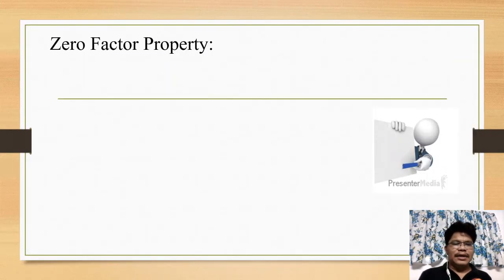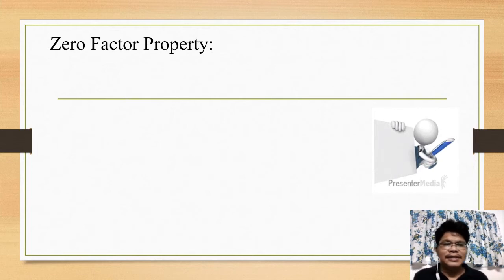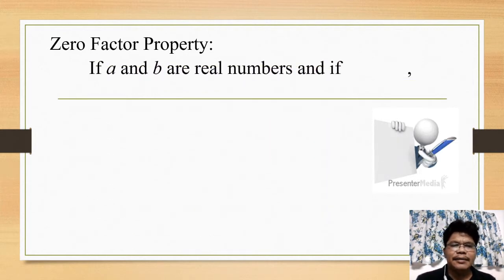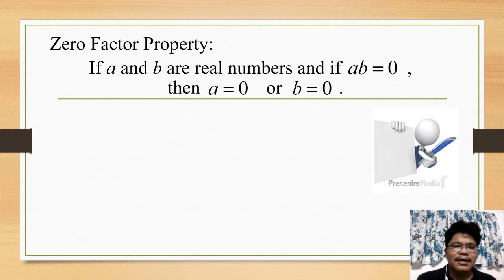Before we proceed to the topic, let us discuss first one of the property which is very important in quadratic equation by factoring, and that is zero factor property. So what is zero factor property? If a and b are real numbers and if ab equal to 0, then a equals to 0 or b equal to 0. Ibig sabihin, from this property or zero factor property or zero product theorem, kapag daw yung dalawang factor ay equal to 0, then the first factor is also equal to 0 and the second factor equal to 0. Ibig sabihin, we're going to equate now both factor equal to 0.